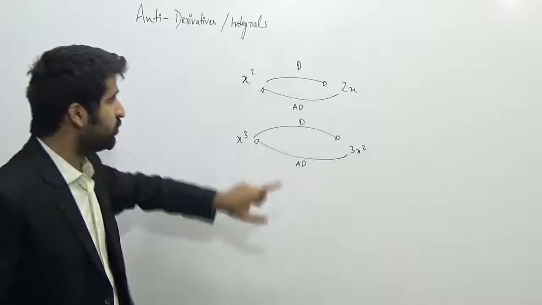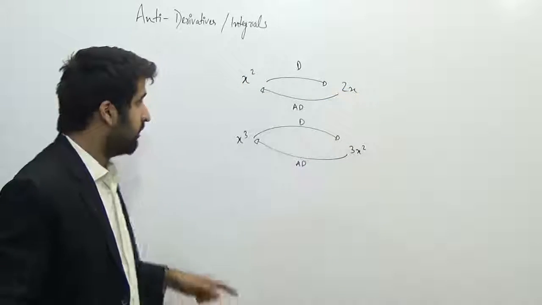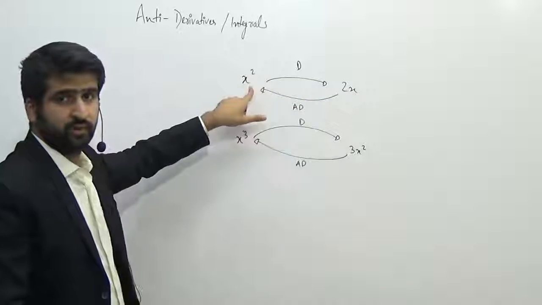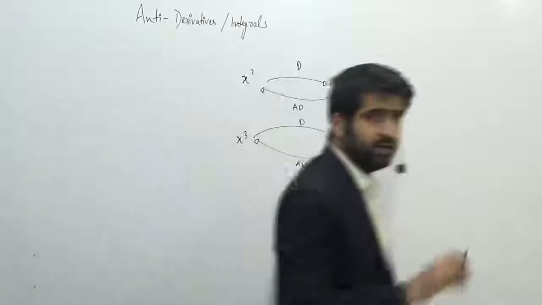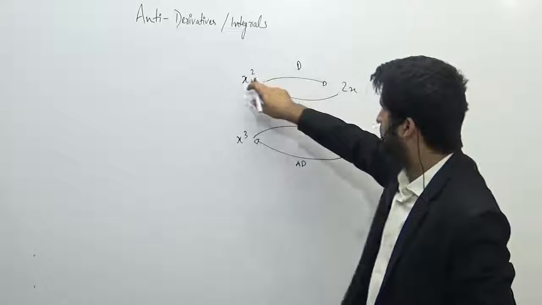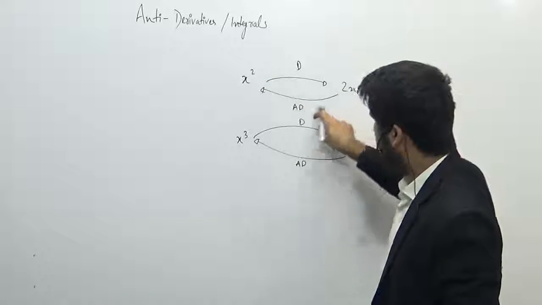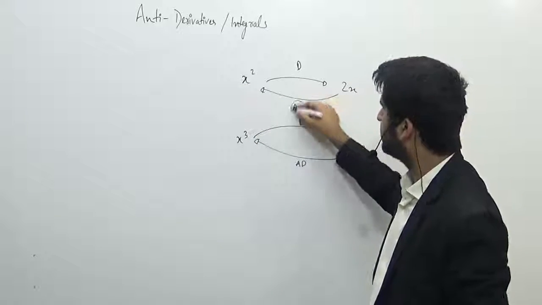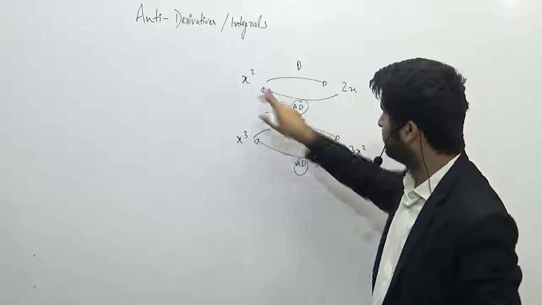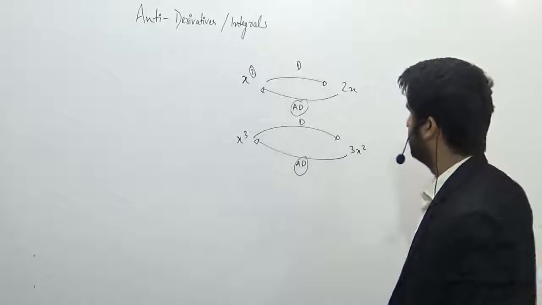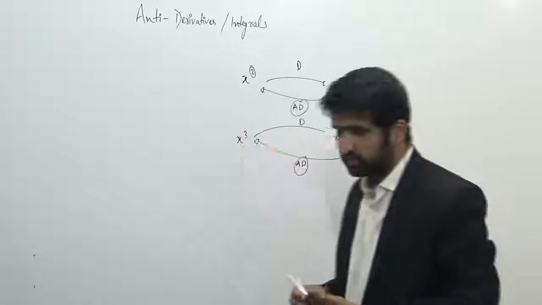Here the exponent was 2, here the exponent is 1. But in case of antiderivative, the power is increasing, right? So that's the beauty of integration and differentiation. In the case of differentiation, the power is decreasing, while in the case of antiderivatives or integration, we are getting a jump or a change or an increase in the power. So here you can see that the power is increasing.